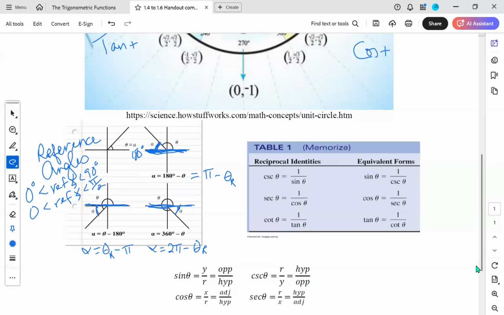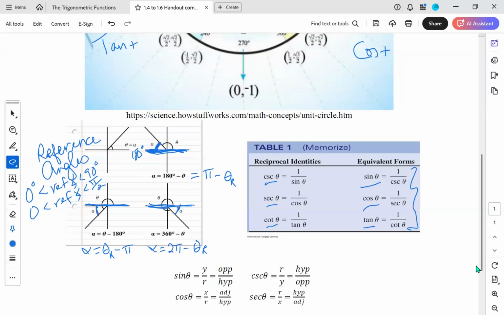We have reciprocal identities. This is cosecant, secant, cotangent, sine, cosine, and tangent. All right. So most of the equivalent forms over on this side, we will most likely not necessarily use those, but the reciprocal identities, we will be using those quite a bit. All right. We also have other identities.